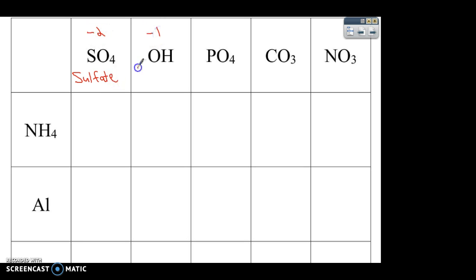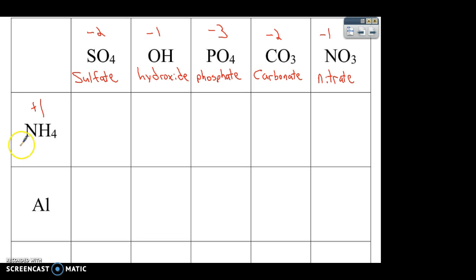OH is -1, and that is hydroxide. PO4 is -3, and that's phosphate. CO3 is carbonate, and that's -2, and NO3 is nitrate, and that is -1. Now, this first one on the left here, this is an oddball one. It is the only polyatomic ion that we are going to use that has a positive charge. So this is ammonium.